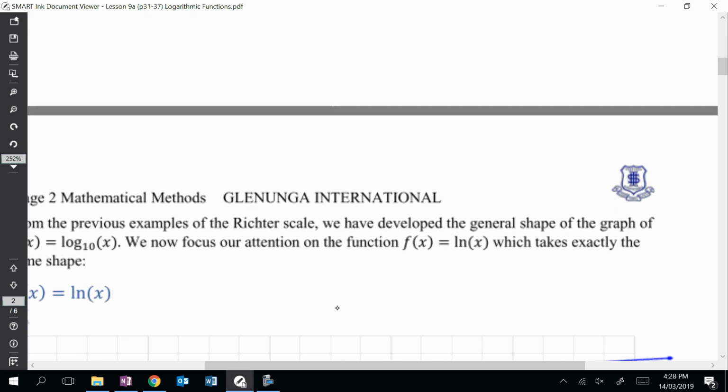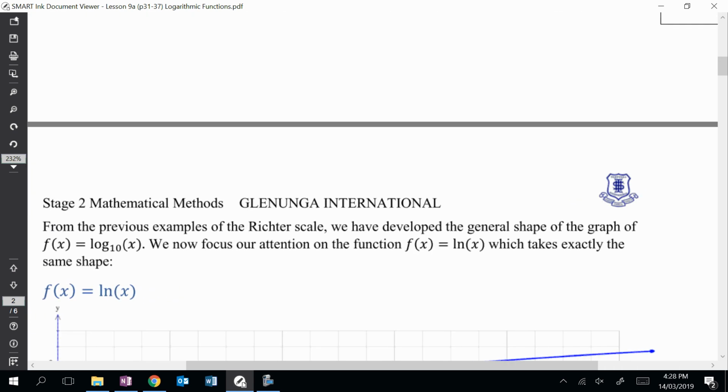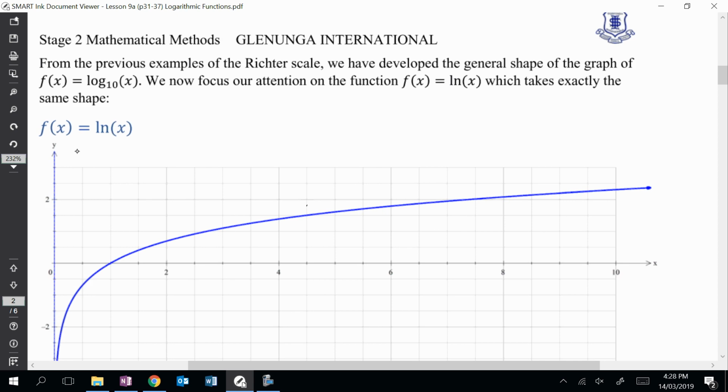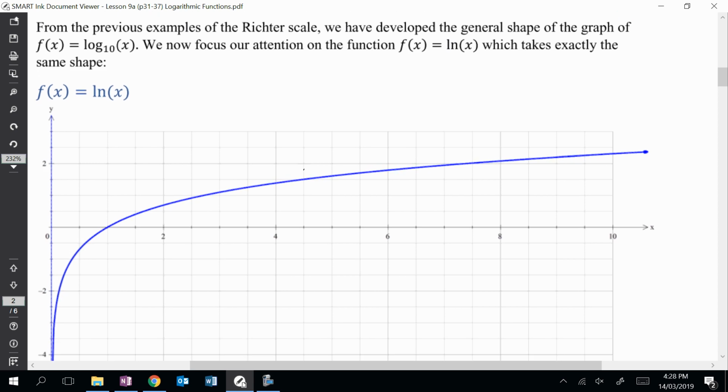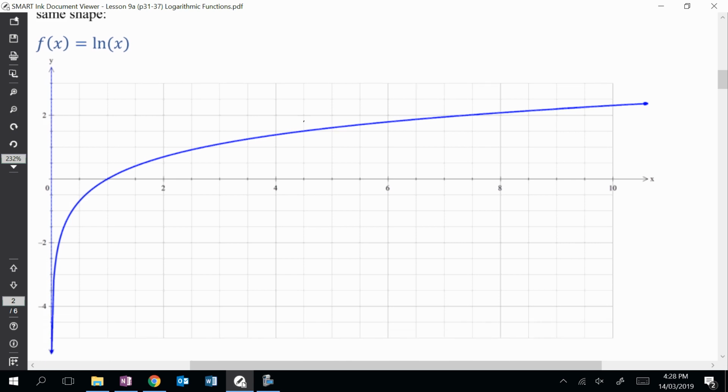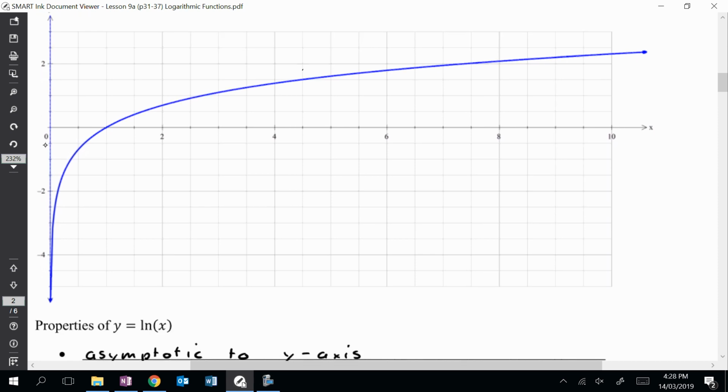So we want to look specifically at the functions. So we've developed the general shape of log base 10 of x, and it's very similar for ln of x. Well, it takes exactly the same shape. And if we have a look at the graph here, there's some things we need to notice. So the graph gets very close to the y-axis, but never actually touches the y-axis. So that means we say it's asymptotic to the y-axis.